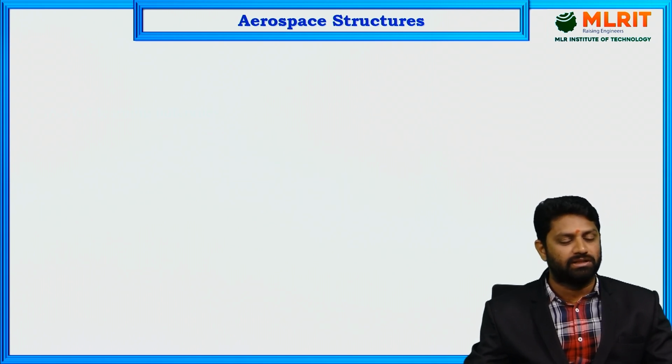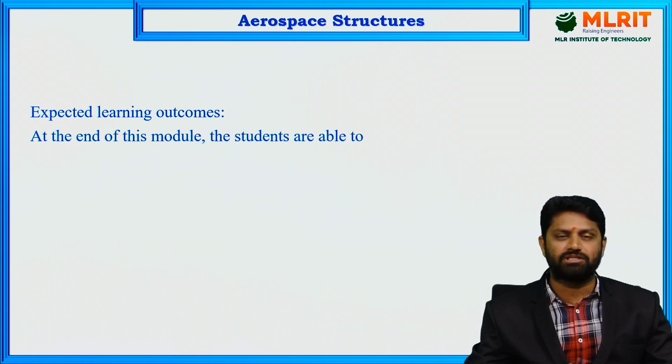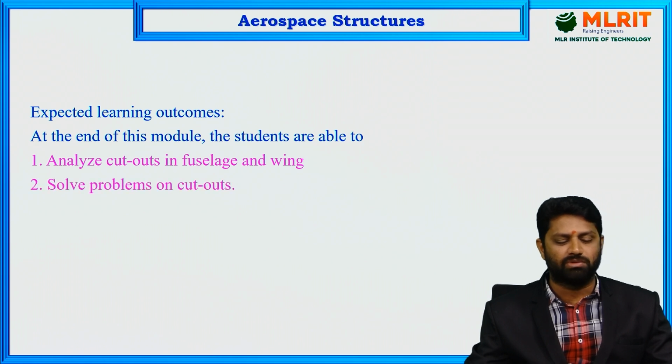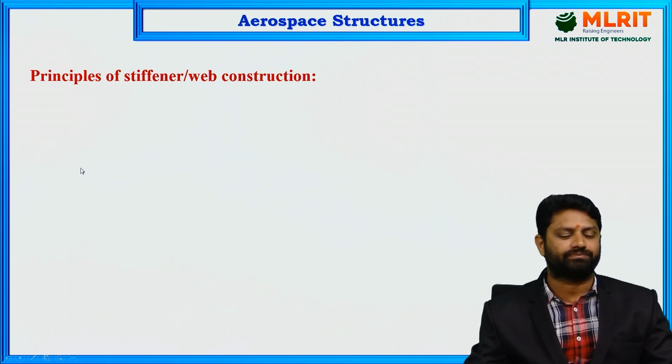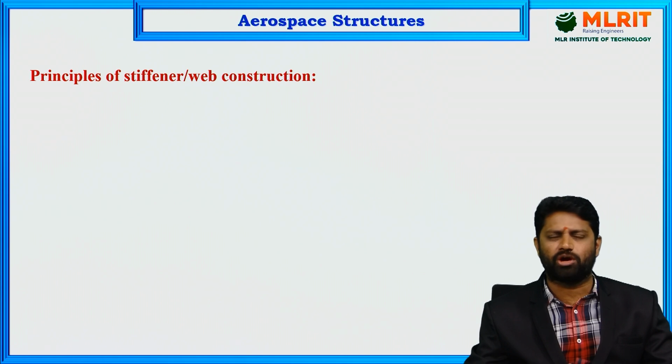The learning outcomes in this module are that, at the end of this module, the students are able to analyze cutouts in fuselage and wing and solve problems on cutouts. Since this is about the principles of stiffener and web construction, we are going to consider how a stiffener is constructed and how a web is constructed. We will see the conditions that we have to follow, and take an example problem so that you understand how stiffener loads and loads in the web can be calculated.